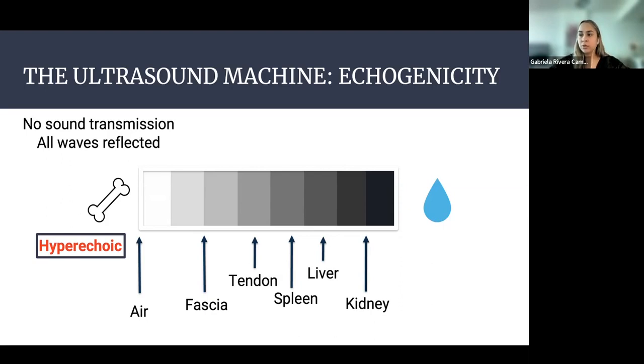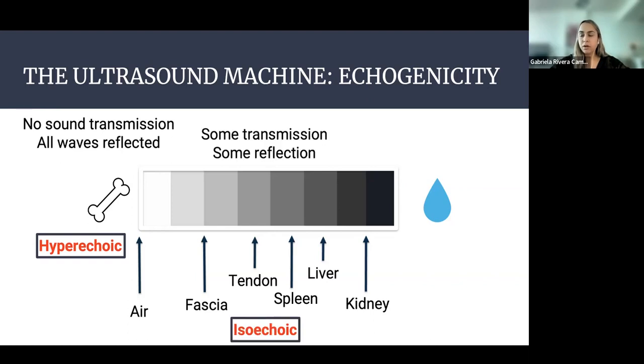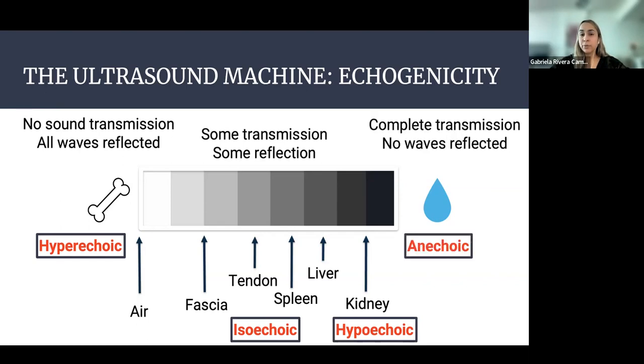An organ that allows some transmission of sound waves to pass through it and reflects some sound waves back to the probe is called isoechoic, such as the spleen. Organs that appear darker, or hypoechoic, allow more sound transmission than reflection, such as the kidney. And structures that allow complete transmission through them, that is, do not reflect any sound wave back, are called anechoic, such as fluid like blood or urine.